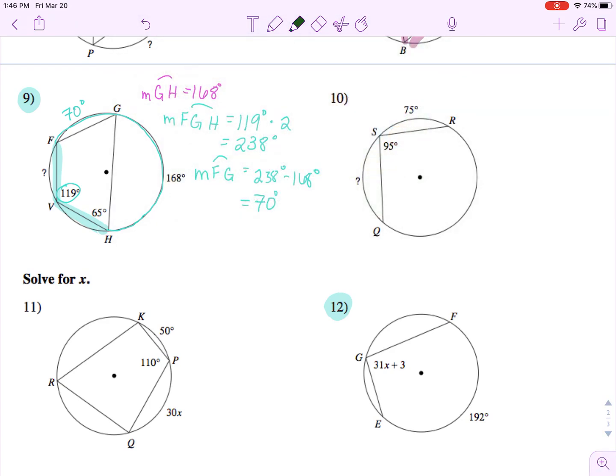So the next thing I see is that we have another inscribed angle here. VHG is 65 degrees. That intercepted arc is VFG. So let's go ahead and calculate the measure of that arc. So the measure of arc VFG, I'm going to pause for a minute and I'd like you to go ahead and find the measure of that arc.